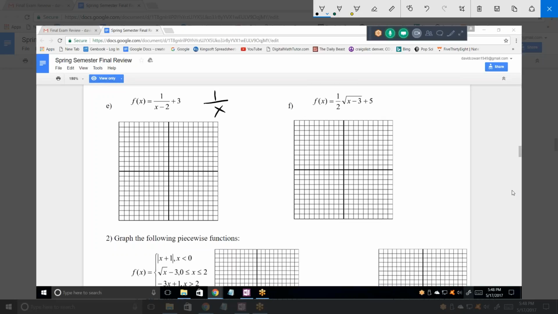Okay? And notice that this function has a vertical and a horizontal asymptote. The y-axis is the vertical, and the x-axis is the horizontal. So when I do a horizontal shift, I'm moving that vertical asymptote two points to the right. And when I do a vertical shift up of 3 units, I'm moving the horizontal asymptote up 3 units. And that's always the first step for graphing.